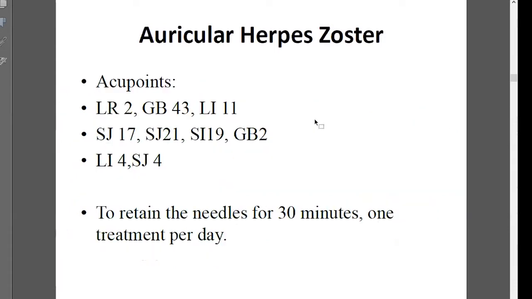So the points. For the orifice problems, we generally select the points and can separate them into three groups. One group we use for local points. That means we pick up some points around the ear. Around the ear, we have three channels that especially go inside the ear: the gallbladder channel, small intestine channel, and sanjiao channel. So you can select points through these three channels.